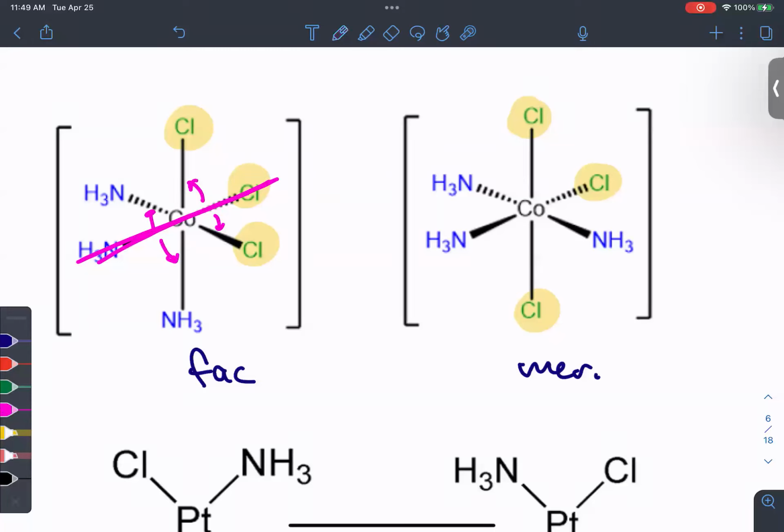I feel like the mer is easier to see. Does the mer version have an optical isomer? No, it doesn't. Again, our mirror plane here could be the plane that makes up these 4 bonds. And so you're reflecting those 2 ammonias on each side. So neither of these have optical isomers.